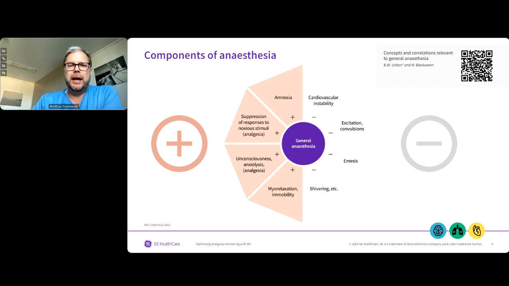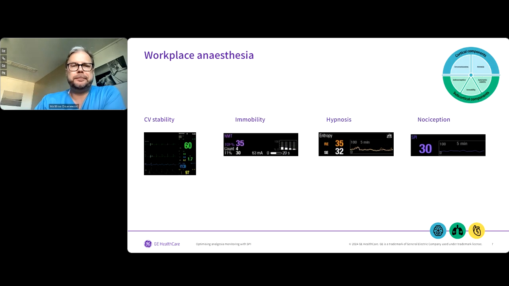We are today able to monitor all those important components, and on the one side, we are very used to monitoring cardiovascular stability. Our monitors have really changed during the last 50 years. We as anesthesiologists are so used to that, we cannot actually perform anesthesia without them.